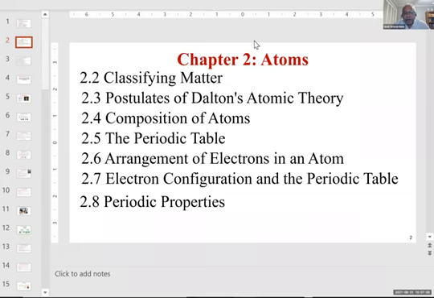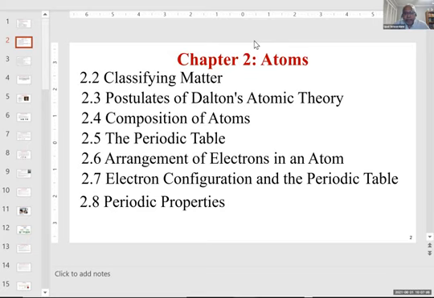Inner transition metals are the lanthanides and actinides, the two rows at the bottom of the periodic table. The first row is called the lanthanides. The second row is called the actinides. So we went over group numbers 1 through 18, and there is a second way to number the groups, like 1A, 2A, like that. If you have a copy of the periodic table, you can see that.